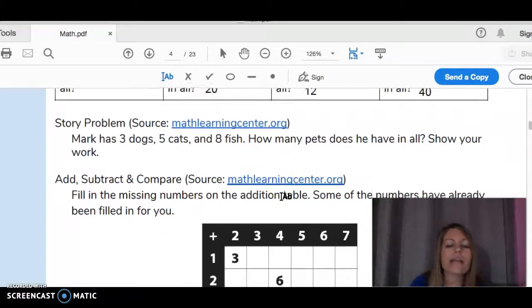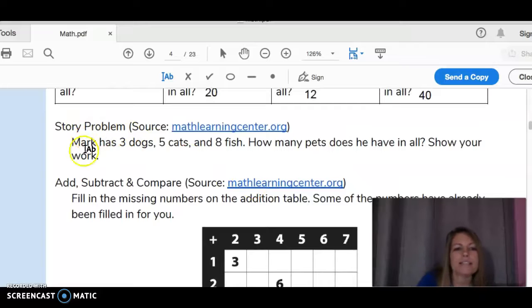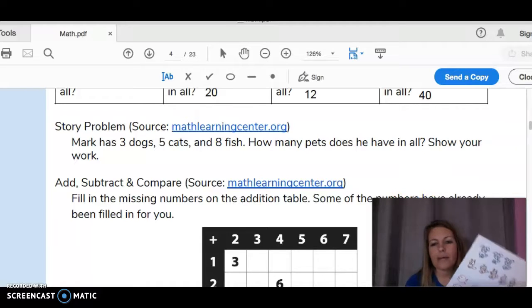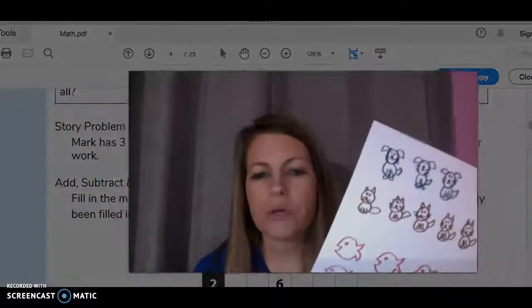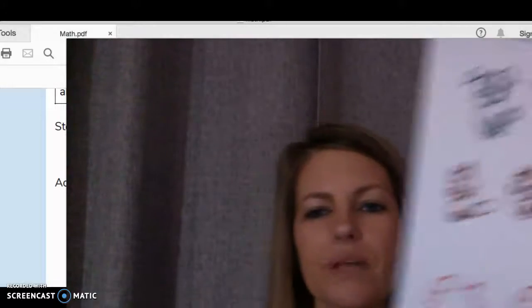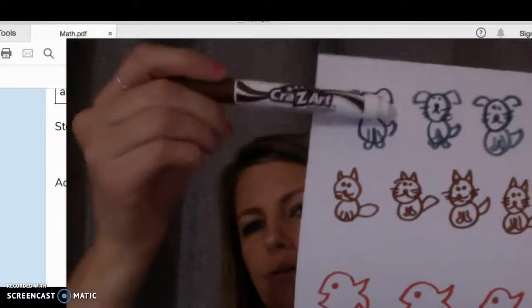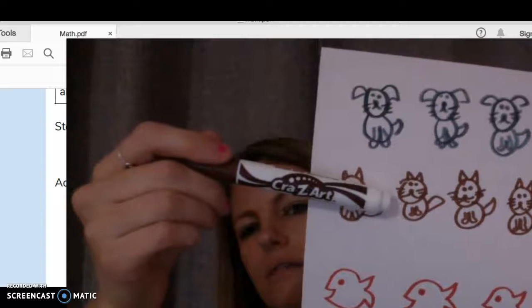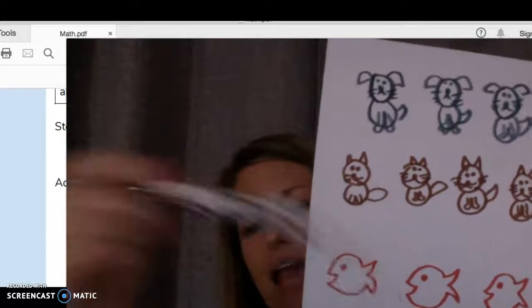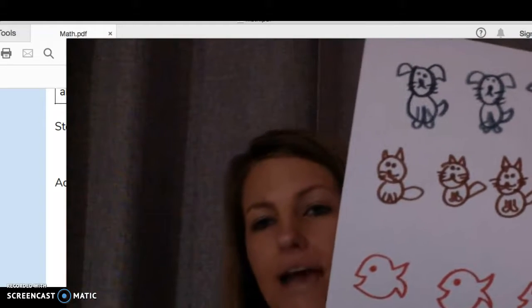All right, the next one I also drew a picture for. It says, Mark has 3 dogs, 5 cats, and 8 fish. How many pets does he have in all? Show your work. So I went ahead and drew a picture to show you all of Mark's animals. He has 3 dogs, 5 cats, and 8 fish. How many does he have in all?